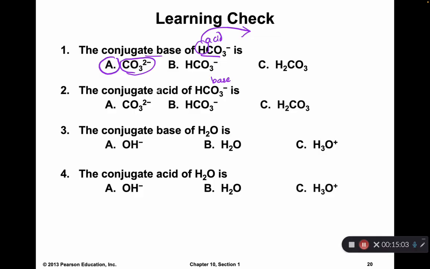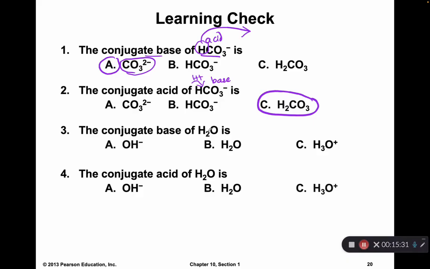Okay, so we have to find the conjugate acid. This is a base. Base means it will accept the H plus. So add one more H plus here. When you add H plus to this, it becomes H2CO3, right? So H2CO3, this is carbonic acid. This is the conjugate acid of that base. Let's try one more. It's fun.